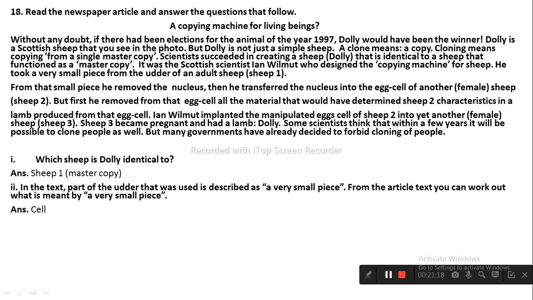Next one, in the text, the word was used to describe a very small piece. From the article text, you can work out what is meant by a very small piece. So very small piece in the article means cell.